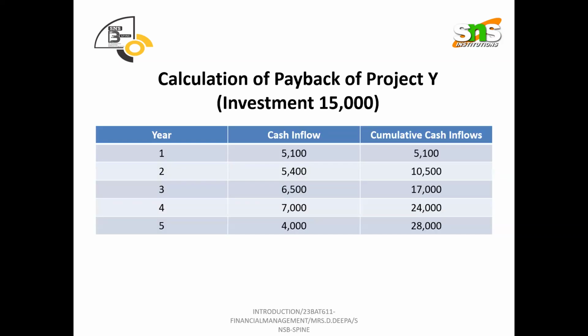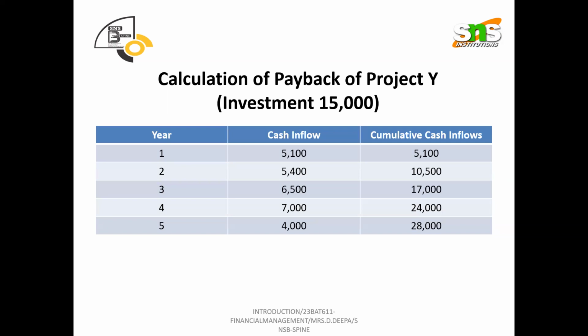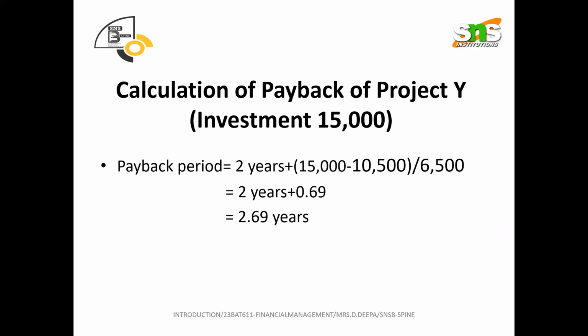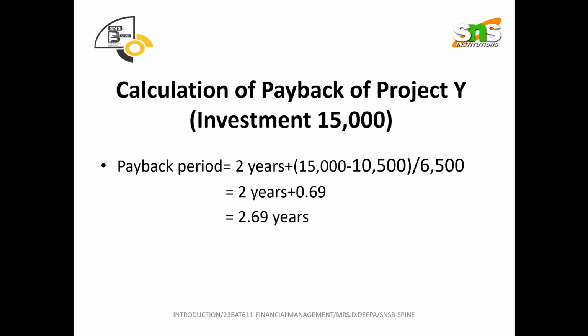Again, see here, for the second year it is given as 10,500, and for the third year it is 17,000. So for the second year, we take 2 years plus 15,000, our initial investment, minus 10,500, the cumulative cash inflow for the second year, divided by 6,500. So 6,500 is the cash inflow for the next year, the third year. So we get 0.69, that is 2.69 years.